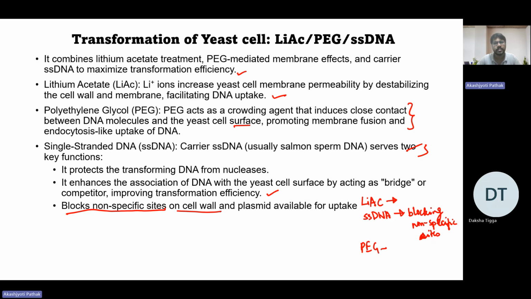Okay. So it induces close contact between the DNA molecules and the yeast cell surface. And it will also promote membrane fusion and endocytosis-like uptake of DNA. So understand the different chemicals that are used and what their function is. That is the thing you have to remember over here.